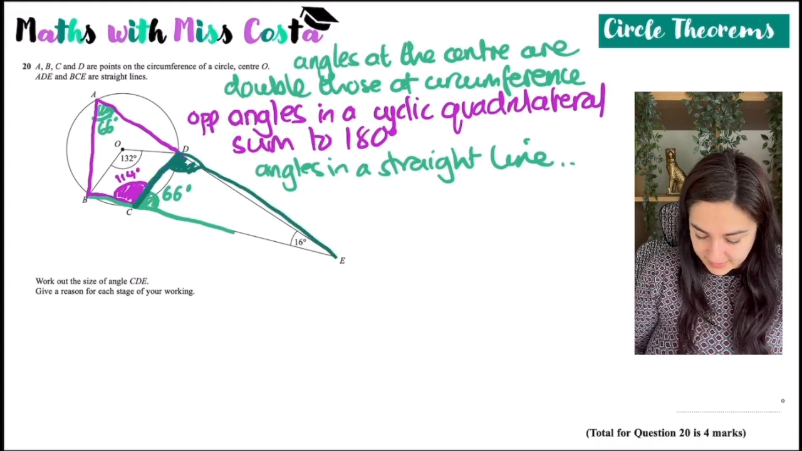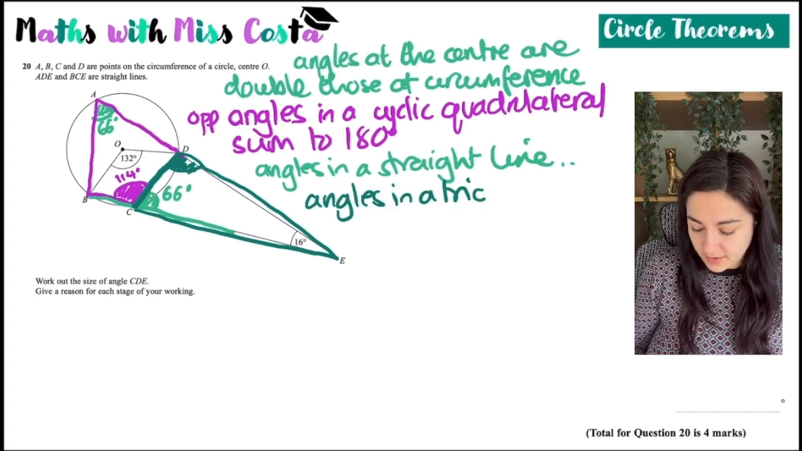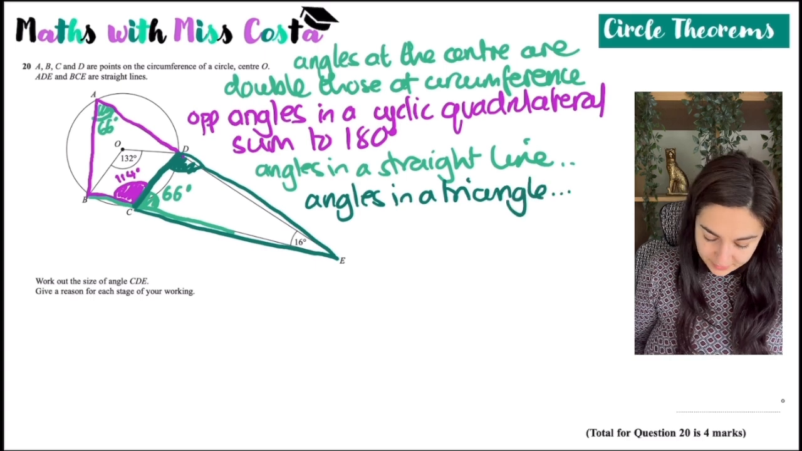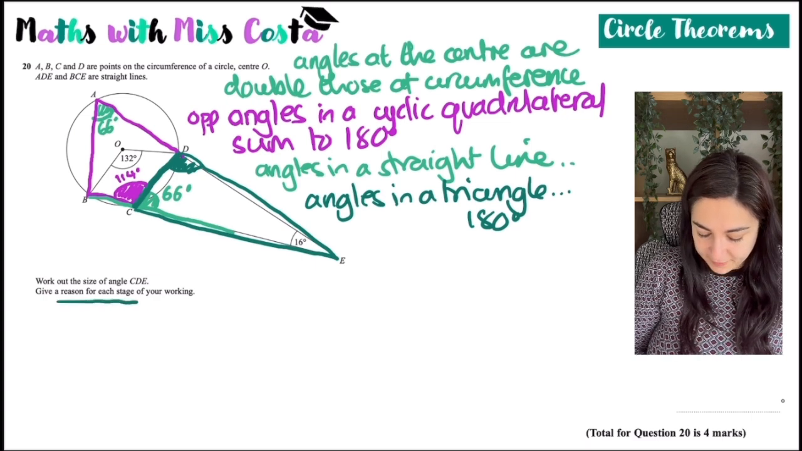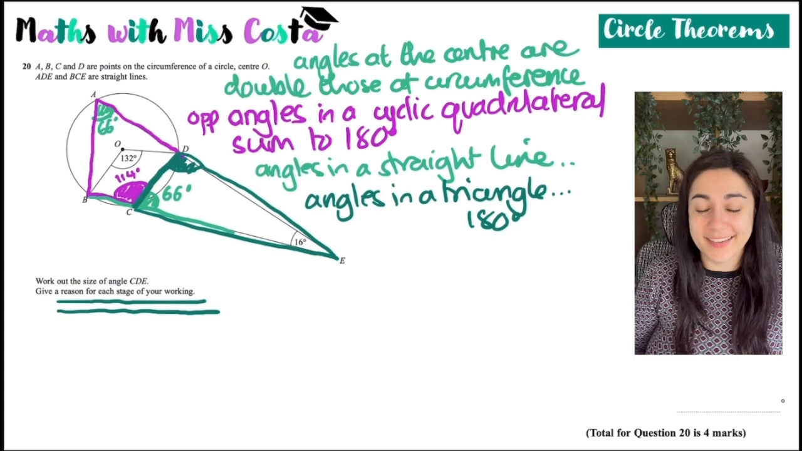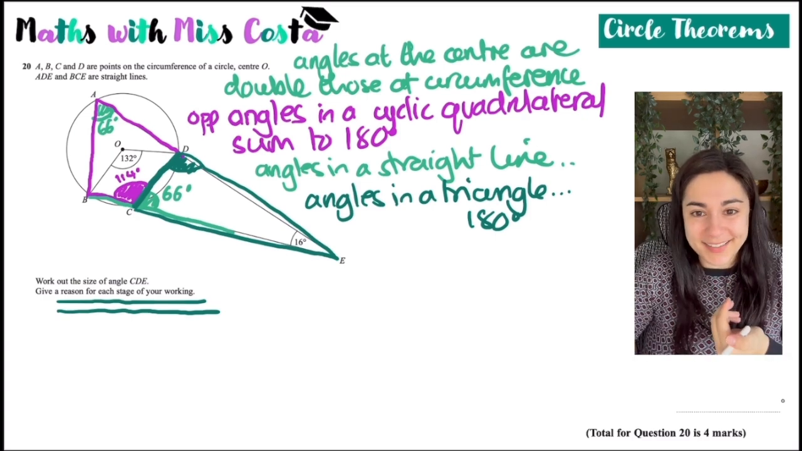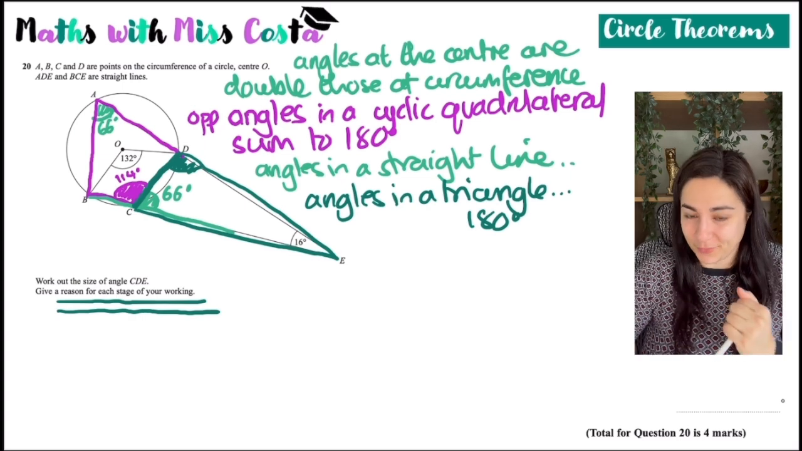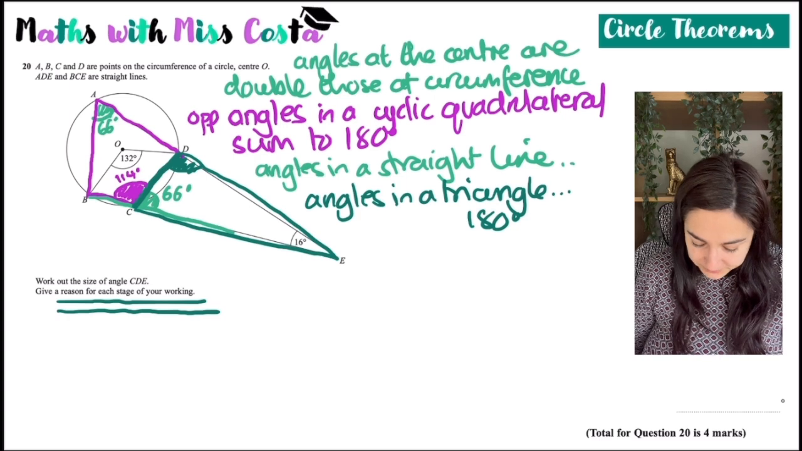Yep, I believe it is. And you know that angles in a triangle sum to 180. So therefore, and also I'm writing these because what does it say? Give a reason for each stage of your working. So it's great if you figure the answer out, but if you have not given your reason, then you cannot get the marks for reason. So this is why it's so important to know your angle facts and your circle theorems.